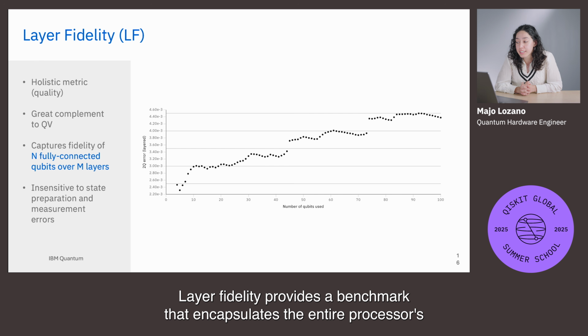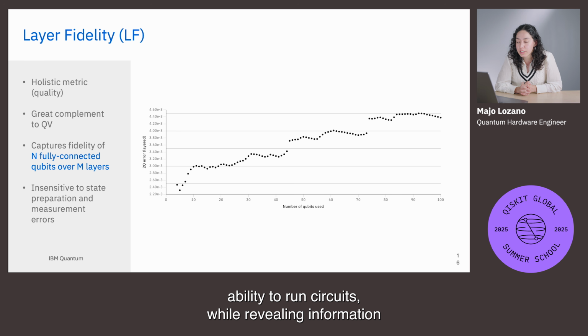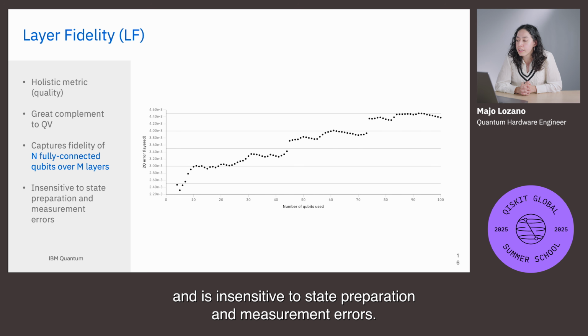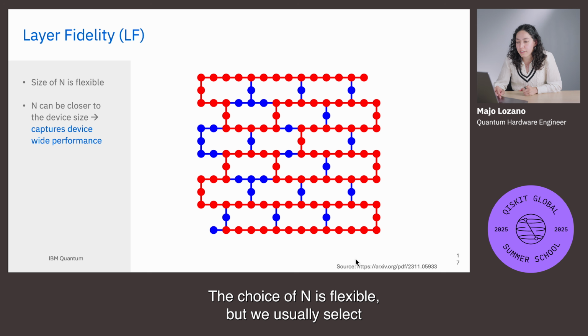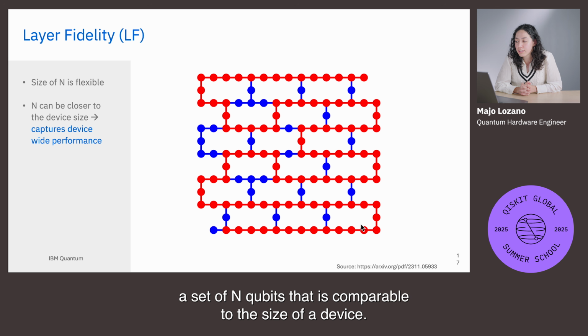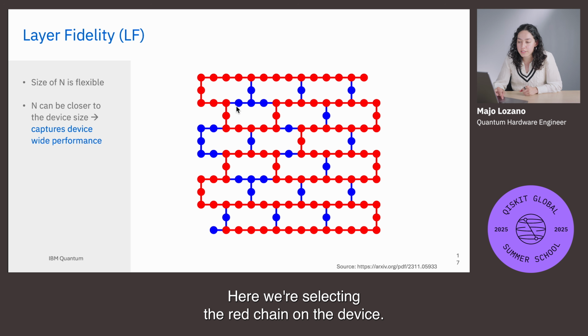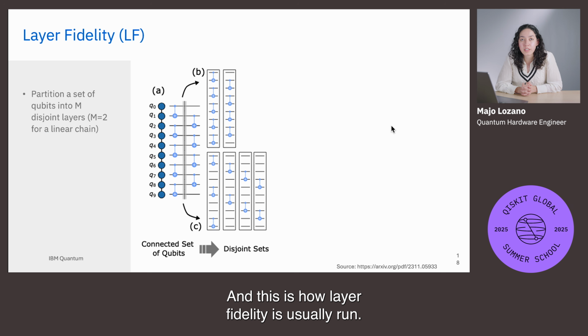Layer fidelity provides a benchmark that encapsulates the entire processor's ability to run circuits while revealing information about individual qubits, gates, and crosstalk. This benchmark captures the performance of a set of n fully connected qubits over m layers, and is insensitive to state preparation and measurement errors. The choice of n is flexible, but we usually select a set of n qubits that is comparable to the size of a device. This allows us to capture a device's overall performance. In this case here, we're selecting the red chain on the device. And this is how layer fidelity is usually run.